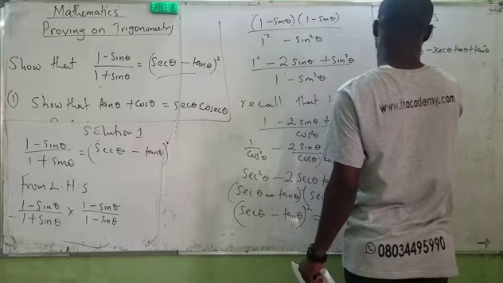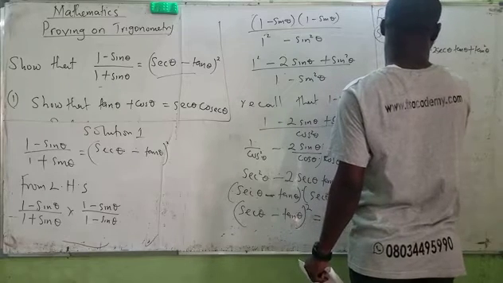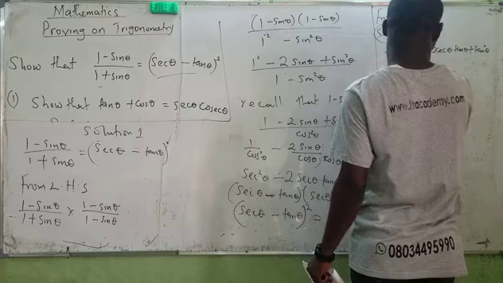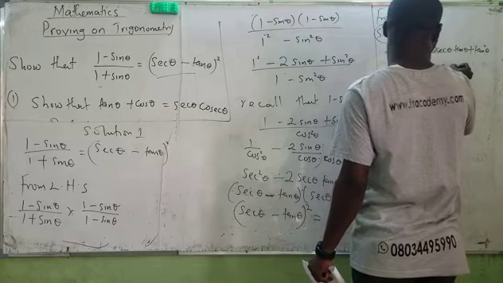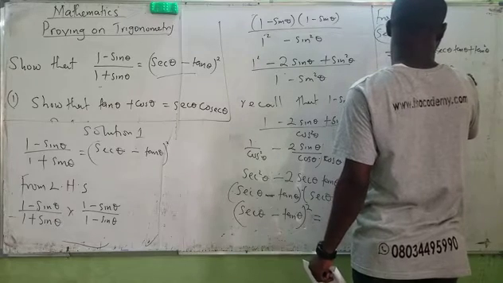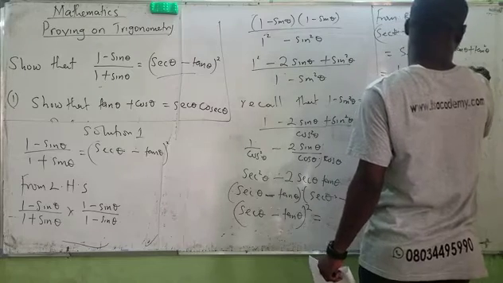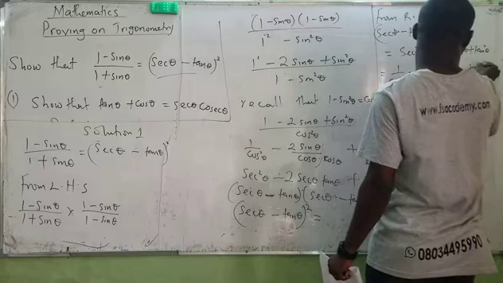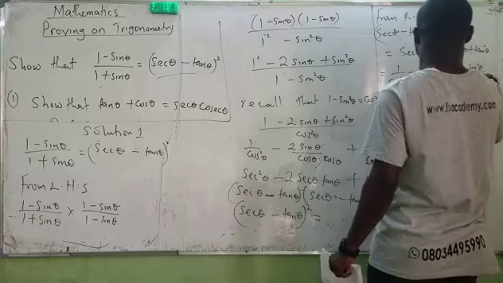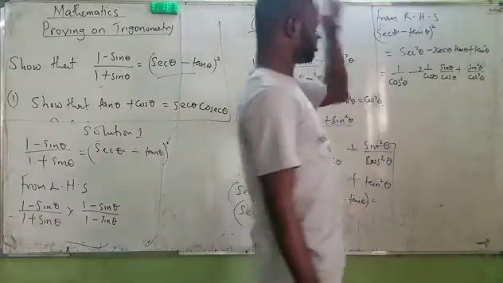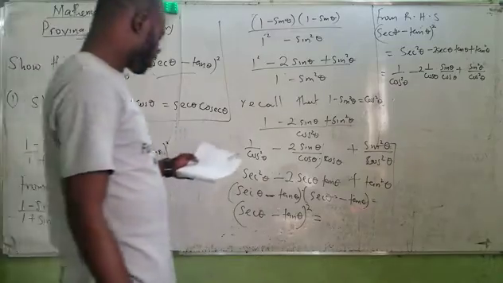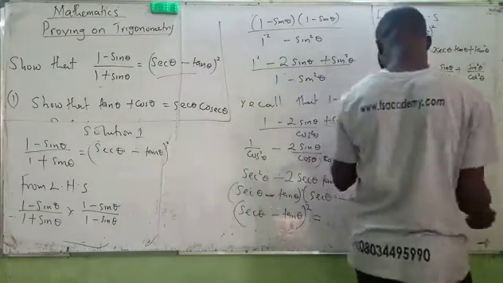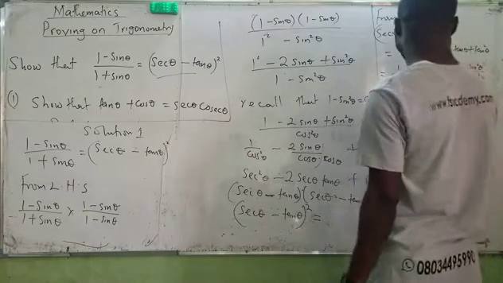Now, what is there? 1 all over cos square theta, minus 1 all over cos, and then we have 2 tan, which is going to be sine all over cos, plus sine square theta all over cos square theta. Now I just simplify everything. By so doing this, I have nothing much to do.